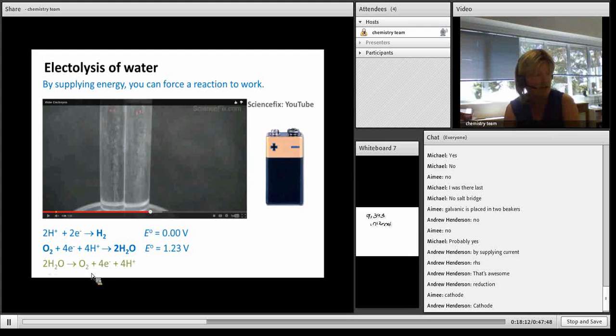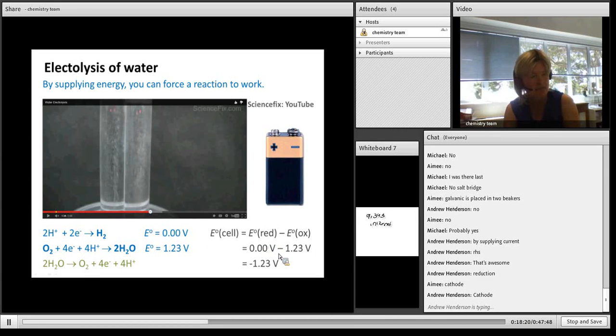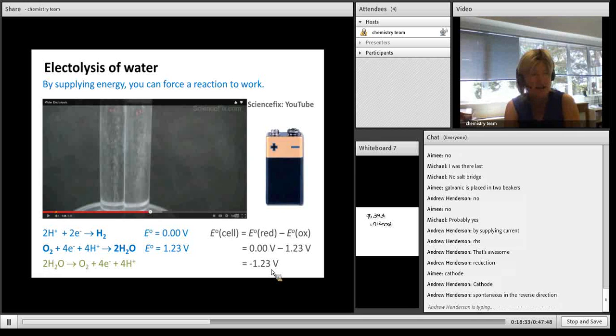Okay, I've swapped it around to make it clear that it's oxidation happening there. My reduction, remember, is my hydrogen, so I have to put the 0.00 in there, and my oxidation is the 1.23 volts. And do you see that for an electrolysis reaction, it's always going to be negative? So the reaction is non-spontaneous.